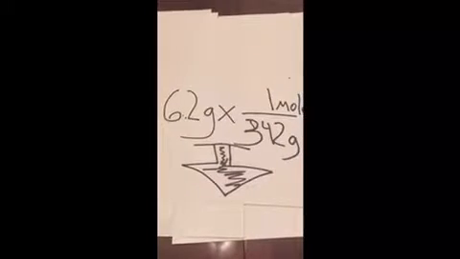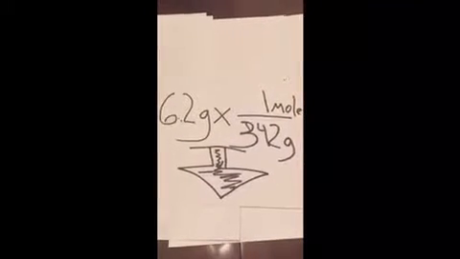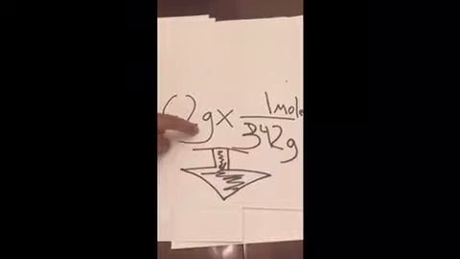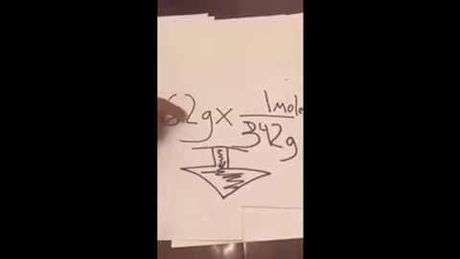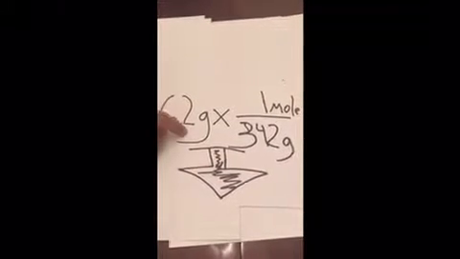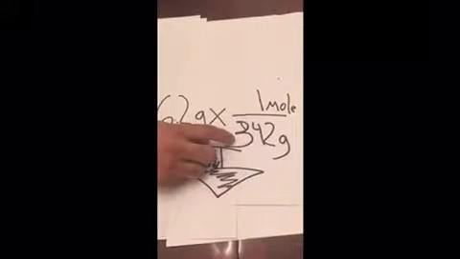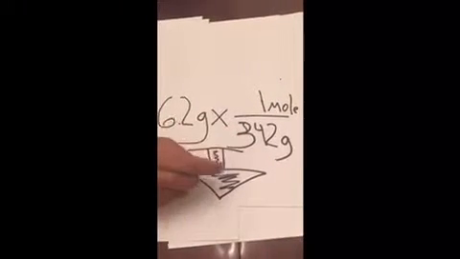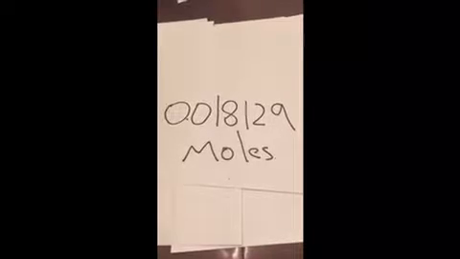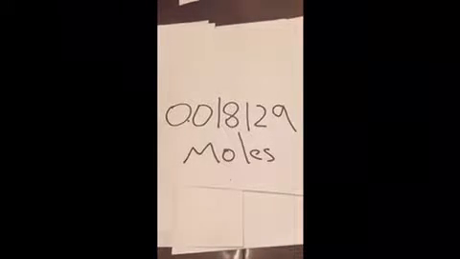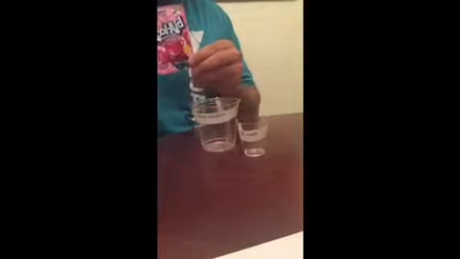In order for me to find the moles, I'm going to have to multiply 6.2 grams, which is the mass of the Kool-Aid, by 1 mole over 342 grams, which is the molar mass. That's going to give me 0.018129 moles. I'm going to go ahead and pour the 6.2 grams into the clear cup to make my stock solution.